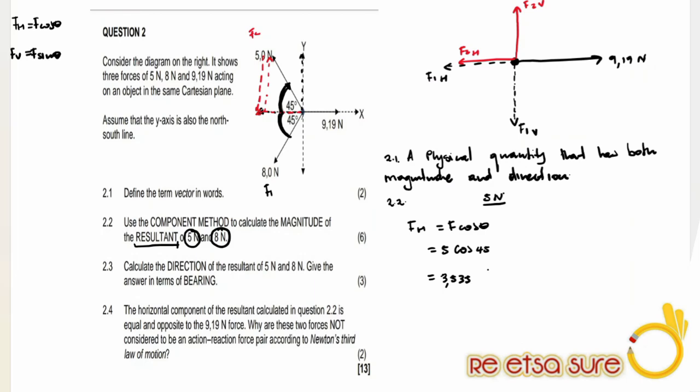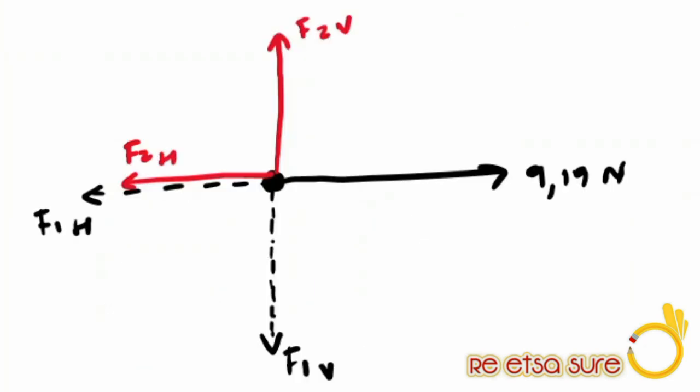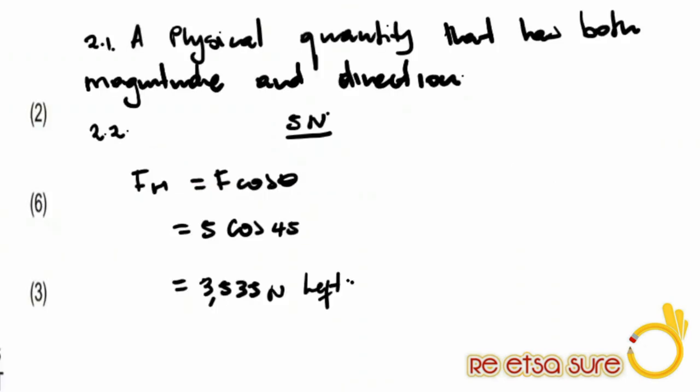Okay, Newton. What is the direction of this one? This one is F2. So the direction for this one, is it to the right or to the left? It must be to the left.